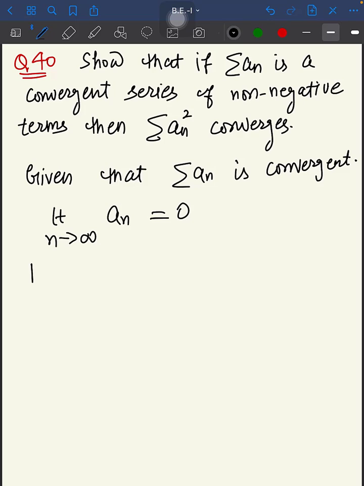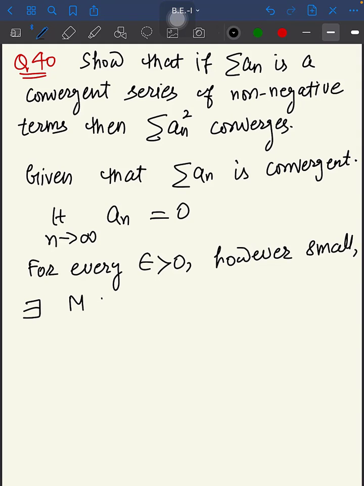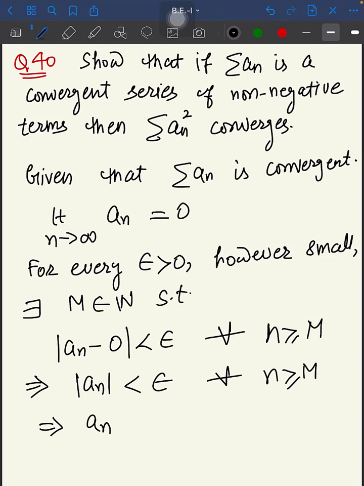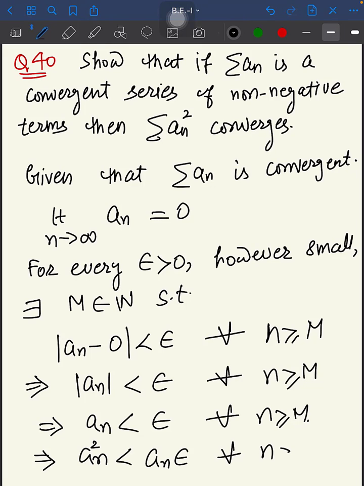So what does that mean? That means the difference of an and 0 can be made as small as we want, right? So for every epsilon positive, however small, there exists m belonging to N such that an minus the limit, which is 0, can be made less than epsilon for all n greater than or equal to m. So that means mod an can be made less than epsilon for all n greater than or equal to m. So you simply write it an, because an is positive. So you can multiply both sides by an, so it becomes an square is less than an epsilon for all n greater than or equal to m.